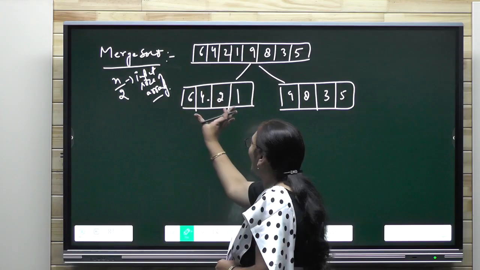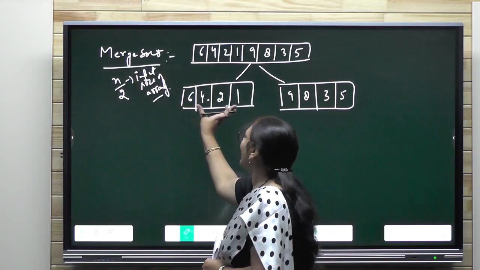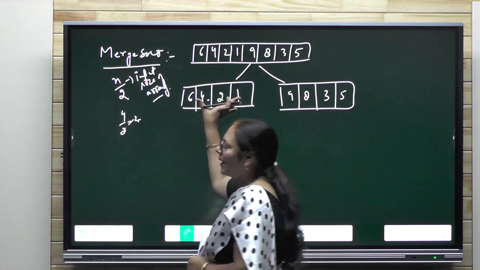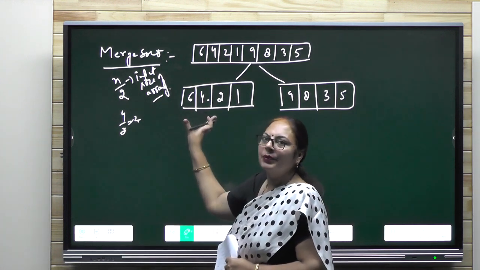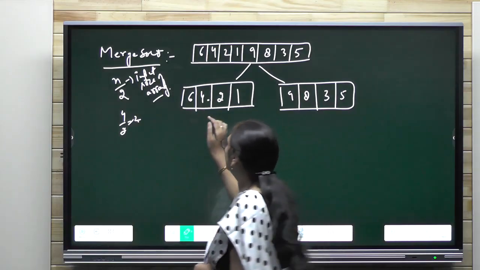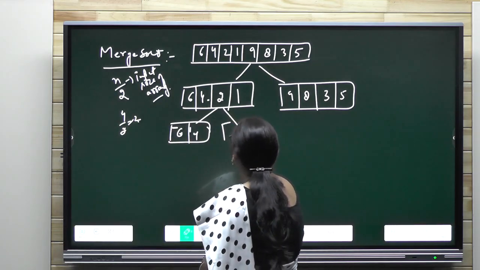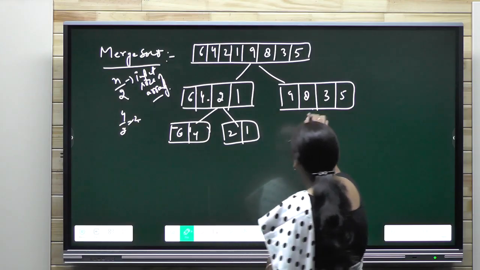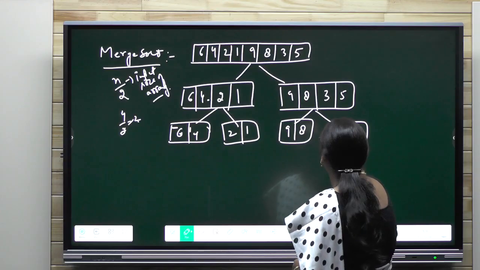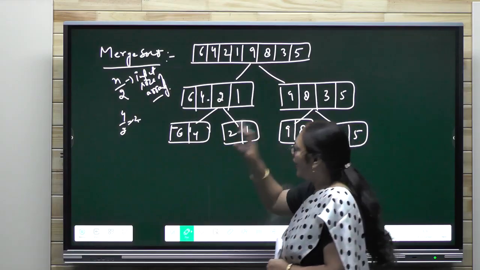Again, now we will divide these sub-arrays according to n by 2. Now the input size is 4, and 4 by 2 is again 2. That means each sub-array will be divided into two sub-arrays, each containing 2 elements. So it will be like 6, 4, then 2, 1. Similarly, here 9, 8 and 3, 5. So we have these sub-arrays. Again we will divide this.